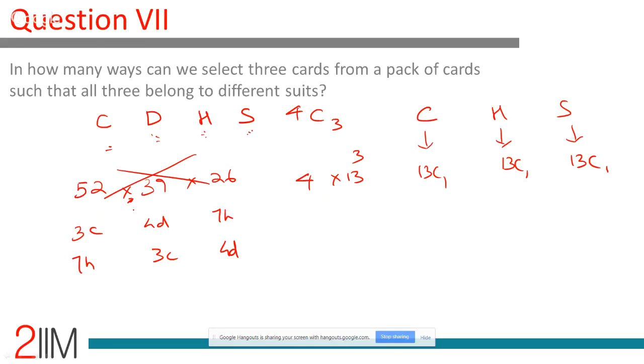So there are 4 suits available, of which our cards are from 3 suits. So we need to pick 3 suits out of 4, 4C3. Now that I've selected the suits, I go back to each suit and select 1 out of 13. 13C1, 13C1, 13C1, so 4 into 13C1 whole cube, or 4 into 13 cubed. Very simple question, you just mark the answer straight away. But don't break it into this weird step-by-step process where we say from 52 we select, from 39 we select, and all that. Don't do that.